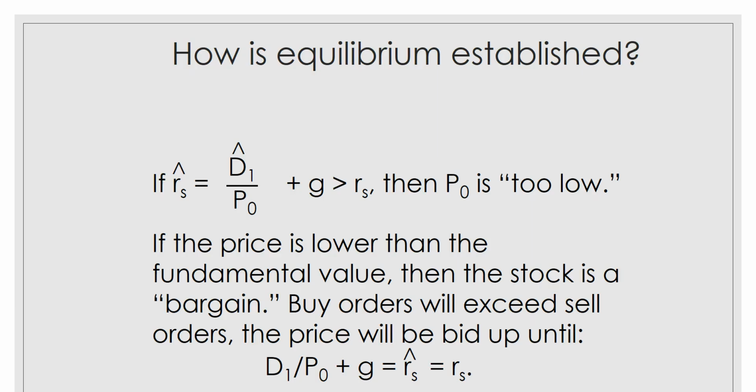So if the expected return, that is the dividend yield plus the capital gains yield, is greater than the required return, then the current price is too low. If the price is lower than the intrinsic value, then that stock is a bargain. Investors will demand more stock, and because demand increases, price will also increase. And it will increase until the expected return is equal to the required return.